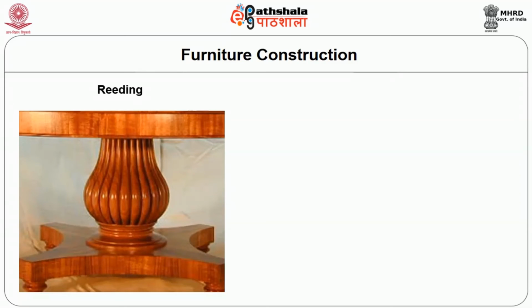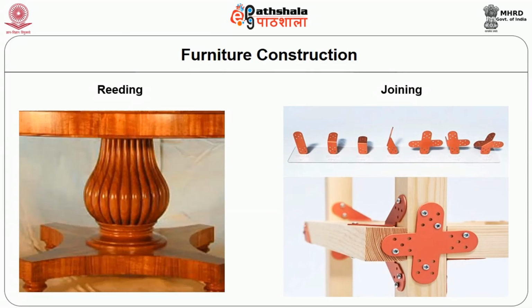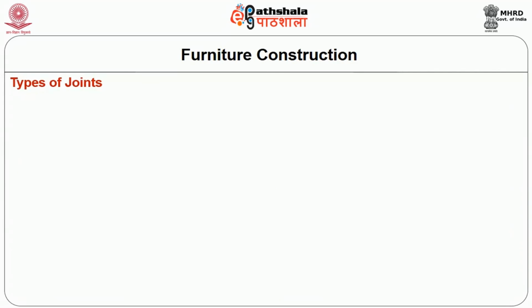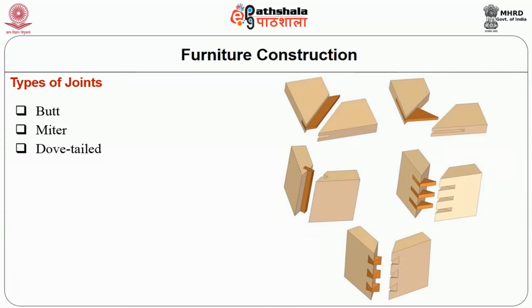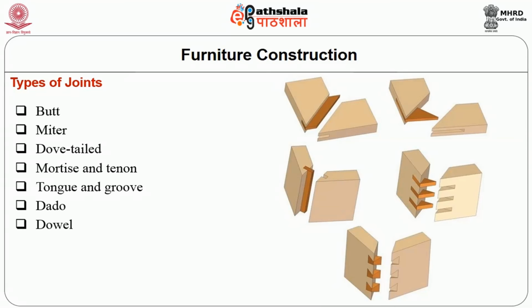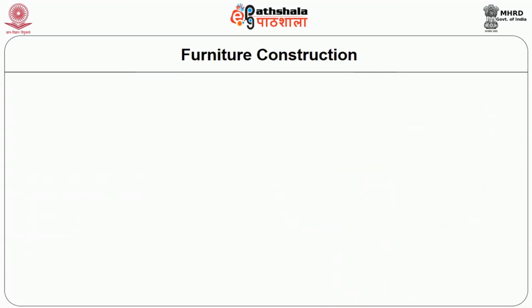The next important step in furniture construction is joining. It is the art of cutting, preparing and jointing the individual pieces of furniture so as to form the framework of the desired shape, size and finish. There are various types of joints used in furniture construction such as butt, mitre, dovetailed, mortise and tenon, tongue and groove, dado, dowel and lap joint. Now I am going to explain the types of joints and their uses in furniture making.